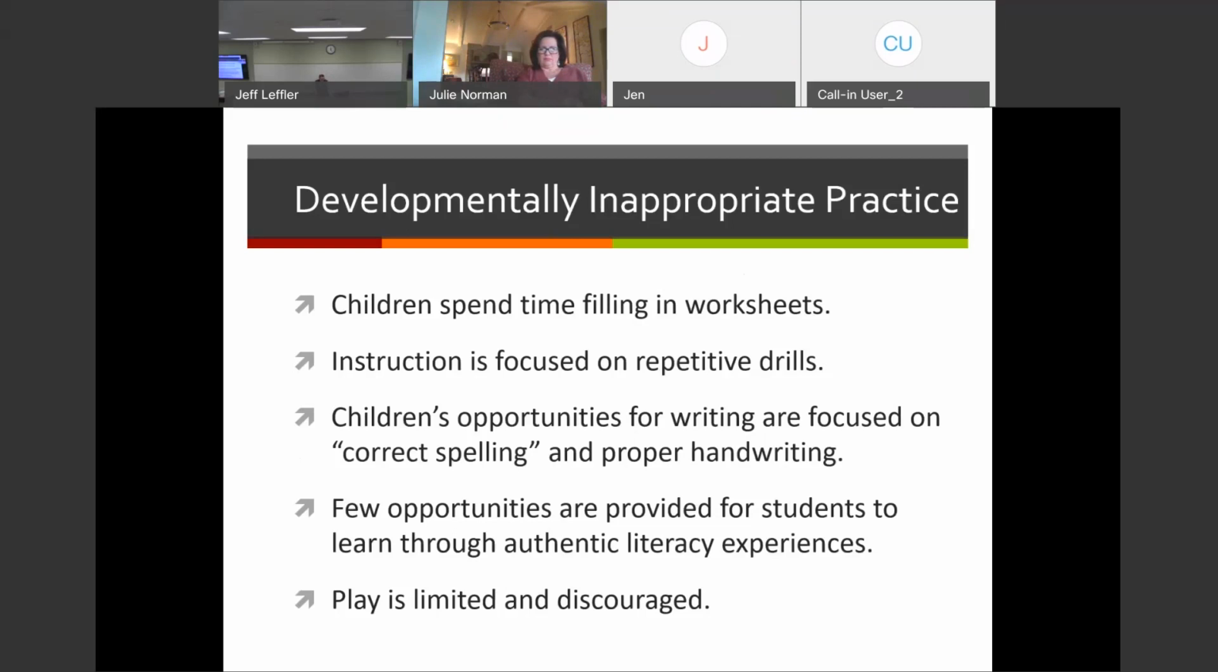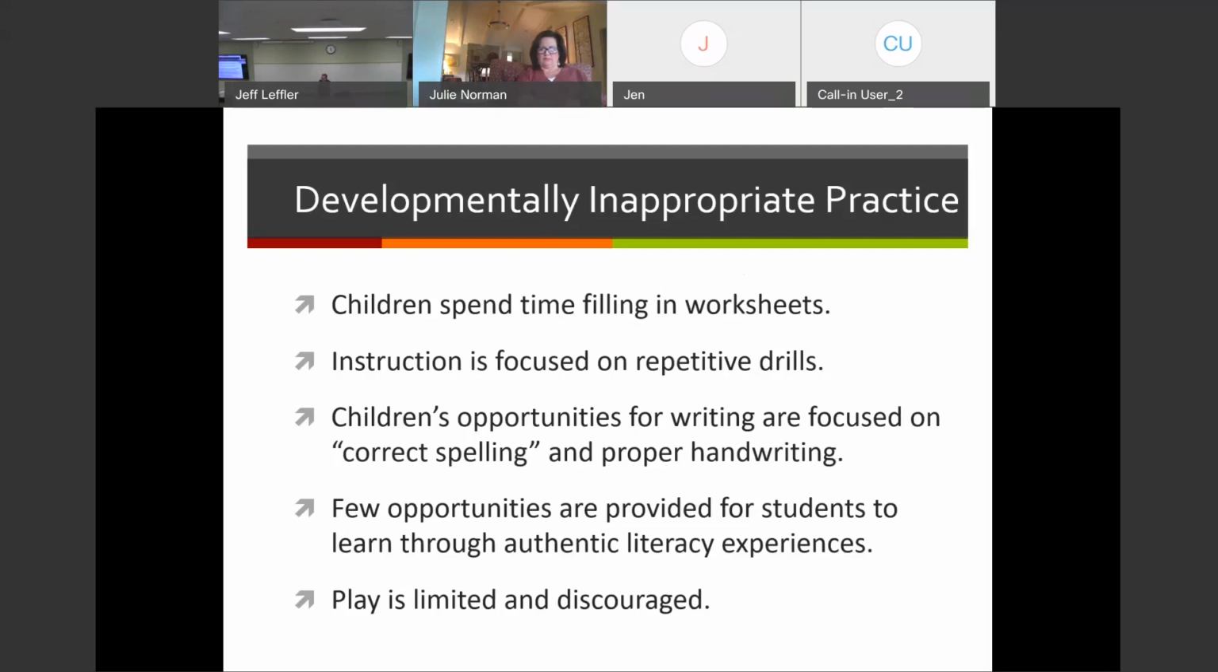There are few opportunities provided for students to learn through these authentic literacy experiences that I was mentioning earlier. And in spaces that are not developmentally appropriate, play is limited or discouraged. Play is the work of children. Children need lots of opportunities to play.